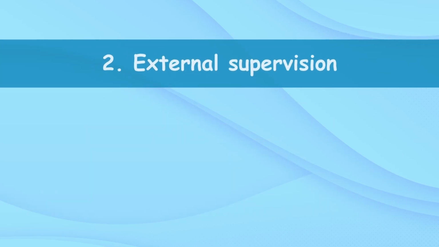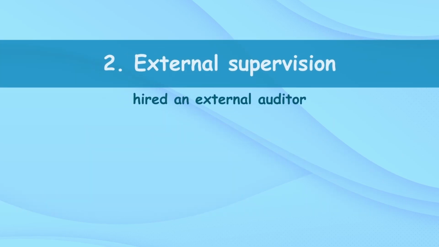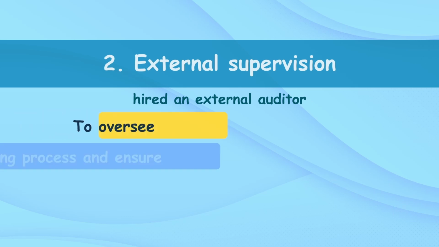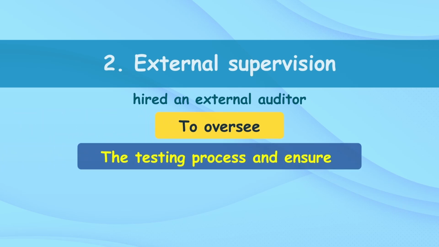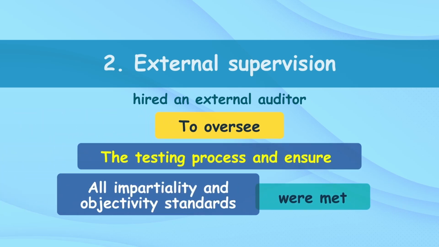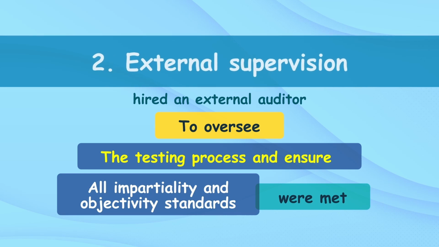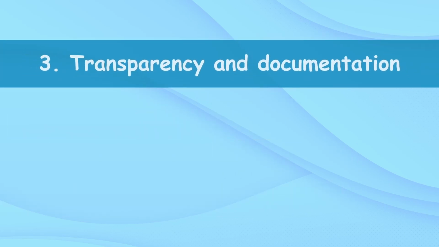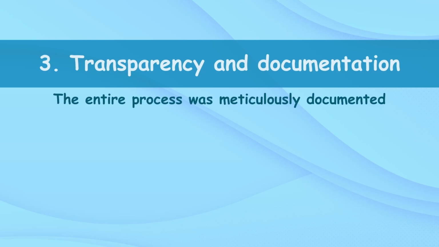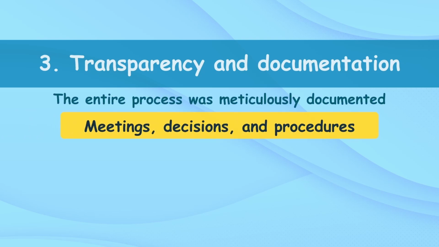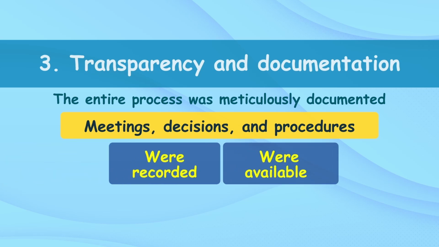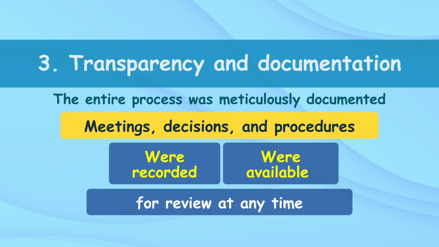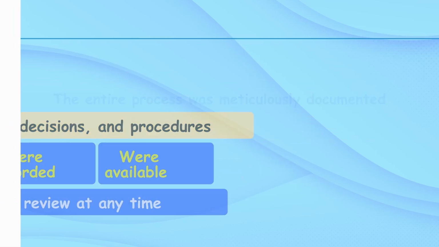2. External supervision. BioCert hired an external auditor to oversee the testing process and ensure that all impartiality and objectivity standards were met. 3. Transparency and documentation. The entire process was meticulously documented. Meetings, decisions, and procedures were recorded and were available for review at any time.